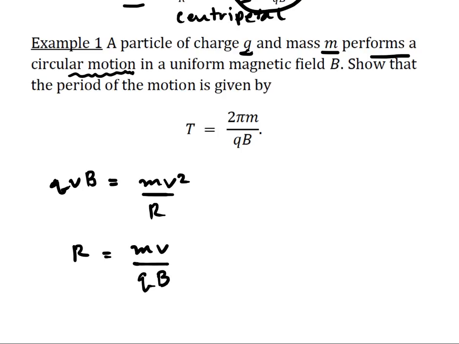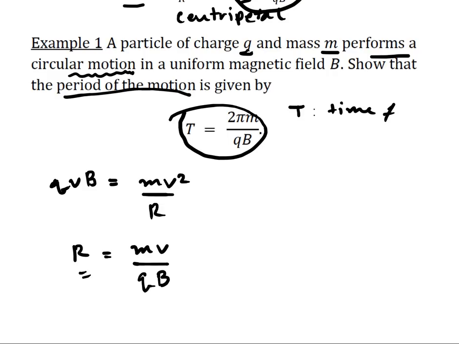But the question is not asking you for the r, they are asking you for the period of motion. So we need to prove that the period of motion is equal to this equation. We need to look at the period of the motion. The period T we define as the time for one period or one round of motion, if your particle is making exactly one circle. We call this time a period.